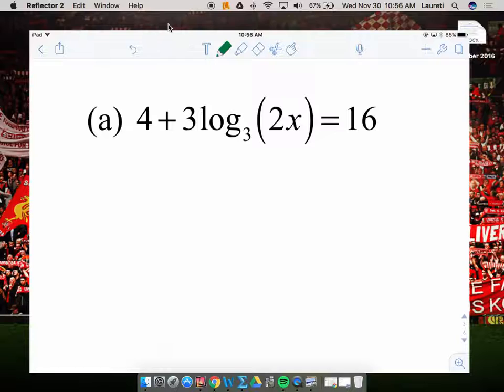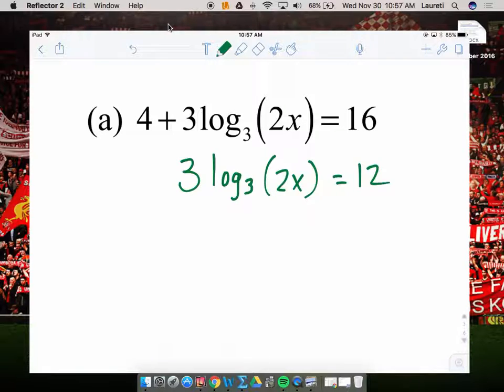All right, so for the first one, you want to get the term that has the log expression to be by itself. So anything that's on the outside, you want to try and get rid of, okay? So that would tell me I should get rid of what first? You know? 4, right? So that would give me 3 log base 3 of 2x is equal to 12, okay? Then you can divide the 3 over, right? That'll be 4, okay?